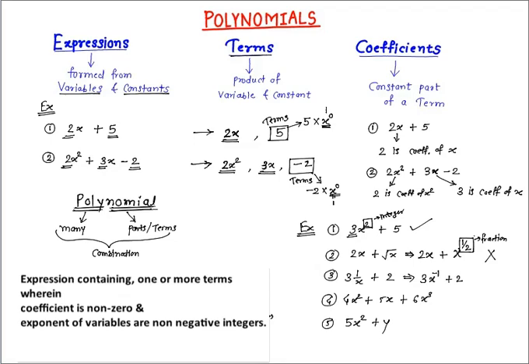Now if you observe, the exponent of the variable x is minus 1, which is a negative number. That means it is not an integer. Hence we can say this expression is not a polynomial. Now what about the fourth expression?